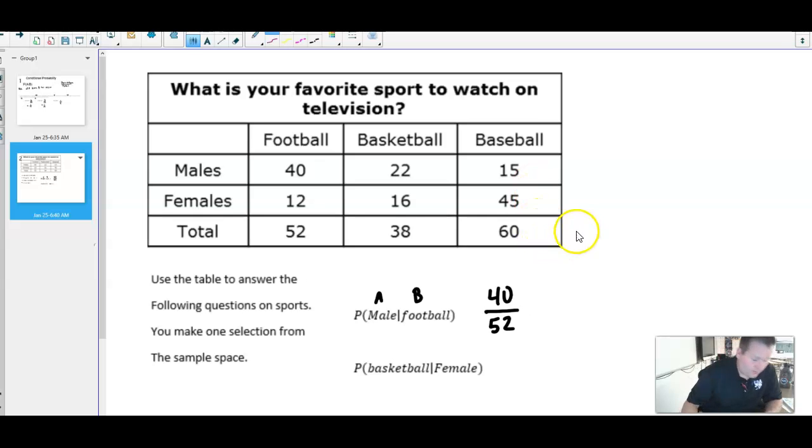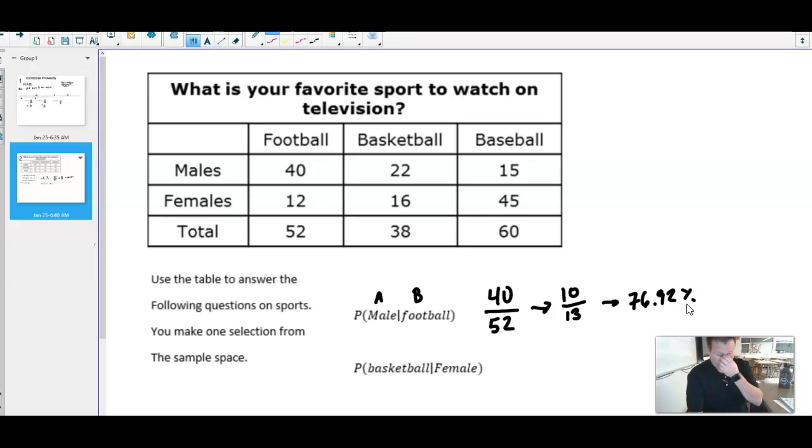That would give you 10 over 13, which would give you a 76.92% chance. But again, you can just leave it as a fraction if you like, or a decimal. I actually like percentages. Probably put it as a percentage for this. This would be a good idea. On your test, you're gonna have to put it as a percentage.